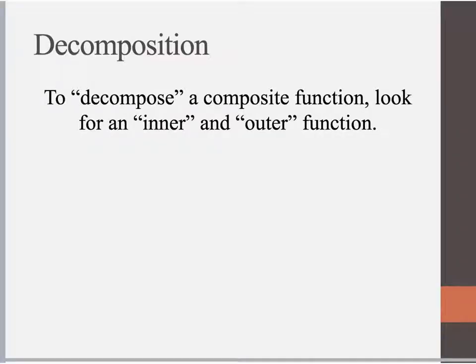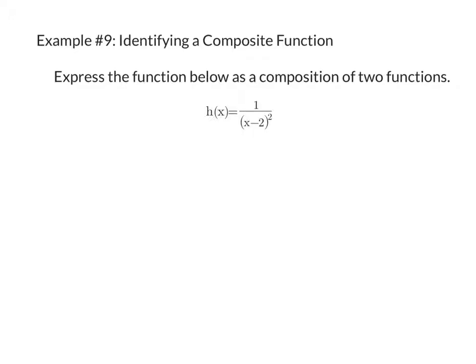All right, decomposition. To decompose a composite function, look for an inner and an outer function. Typically you can have multiple answers, but for now we're just going to focus on the main one. If we are to express the function below as a composition of two functions, h of x equals 1 over x minus 2 squared, we need to find out what f of x and g of x could have been.